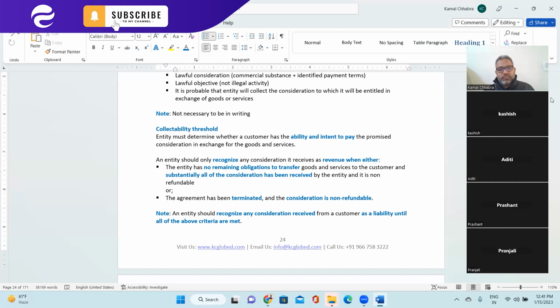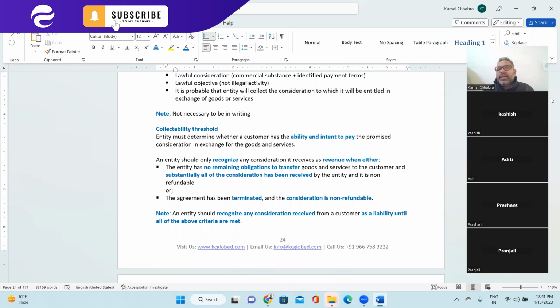Yes. So look at the note, last point. An entity should recognize any consideration received from the customer as a liability until all of the above criteria are met. If you cannot recognize the revenue upfront and you have received the money, then that money is advance from customer. And where do you show advance from customer? In the current liability. Make sense?